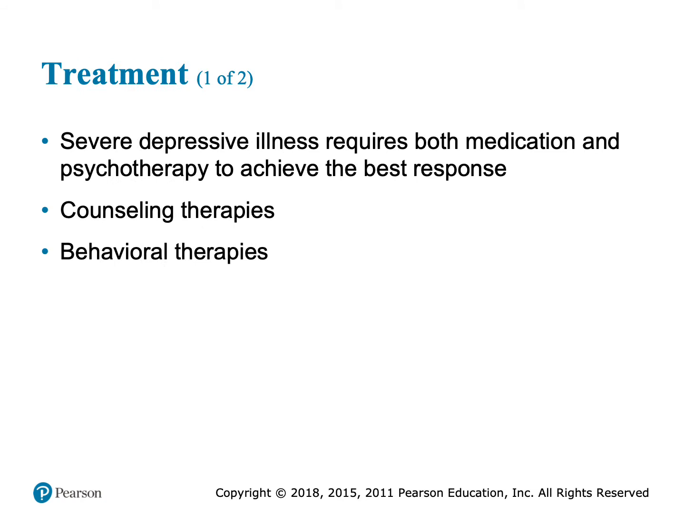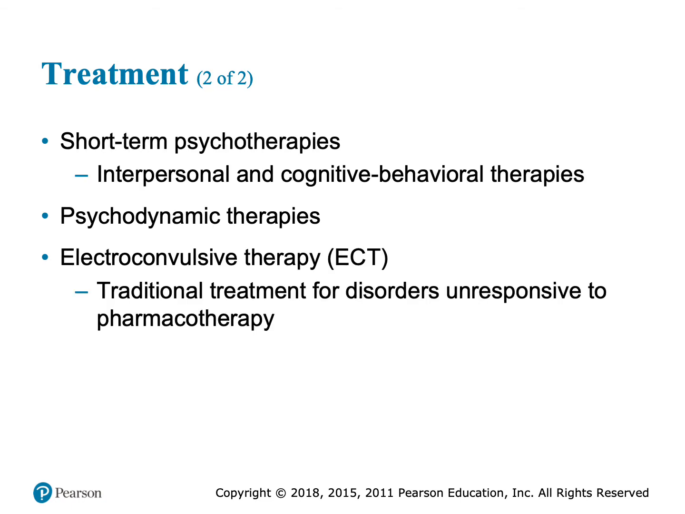So a severe depressive illness, we mentioned, requires both medication and psychotherapy in order to get the best response. There can be counseling therapies and also behavioral therapies. And again, that's just kind of an umbrella term for the treatment of mental health disorders. There can be short-term psychotherapies, where there are interpersonal and cognitive behavioral therapies, and psychodynamic therapies.